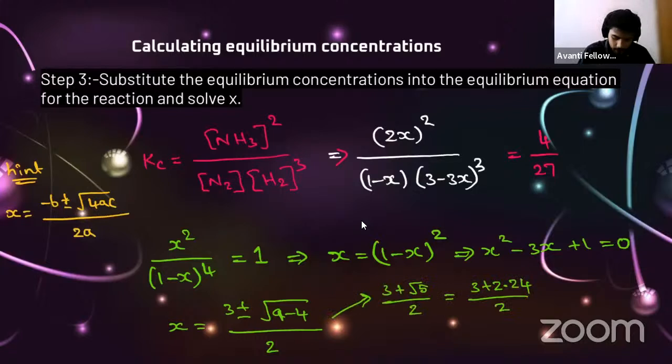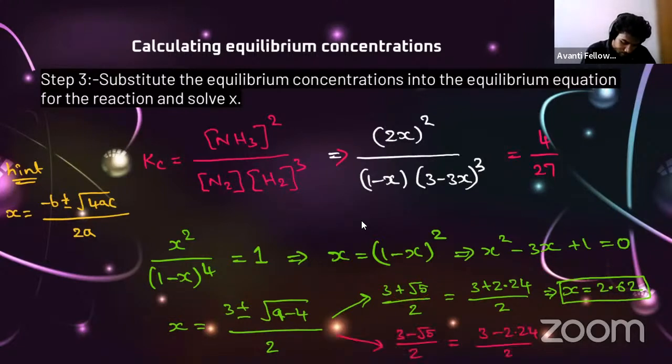Then, if you take the plus value, that is root 5. So (3 + √5)/2 gives us (3 + 2.24)/2, and the value will be around 2.62. So x will be around 2.62 using the plus value. Now let's use the minus value here. If you use the minus value, 3 - √5, x will be around 0.38.